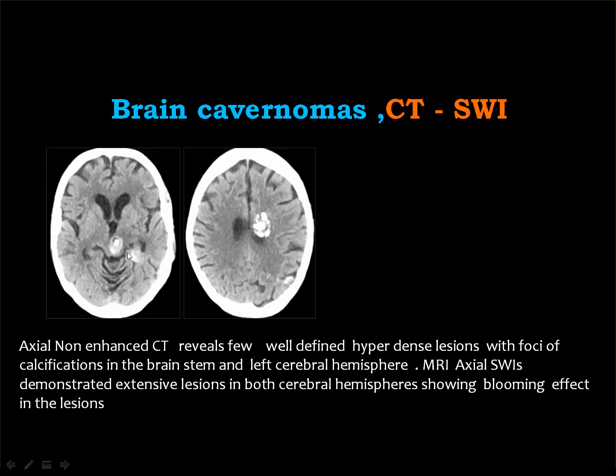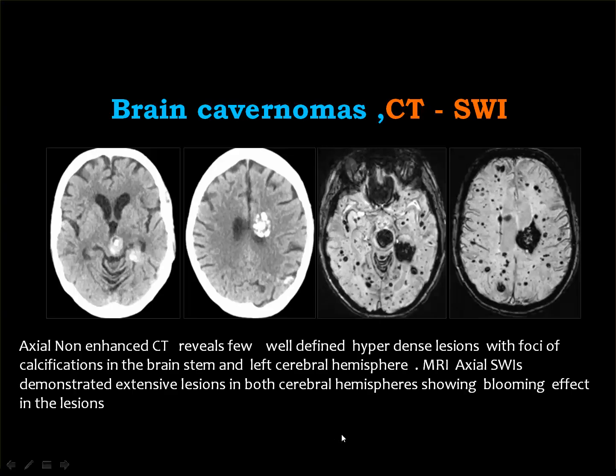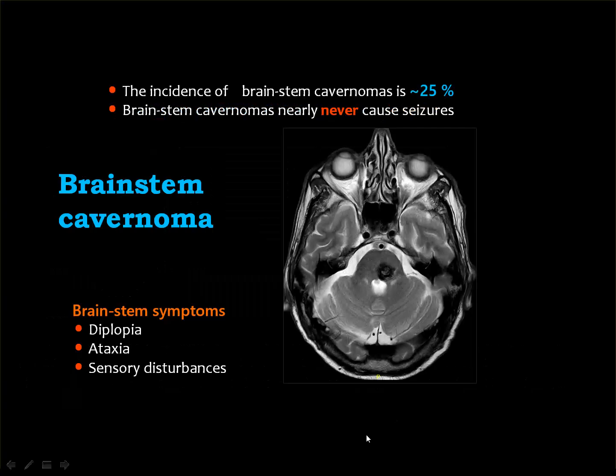So the cavernoma on the CT scan will appear a slightly hyperdense lesion. It will not show significant contrast enhancement, and is not surrounded by edema and exerts little mass effect. The hyperdensity of the cavernoma is related to its content of blood and calcium. Then on the susceptibility weighted images, on the CT scan you see two cavernomas. On MRI, you see, let's say, tens of cavernomas.